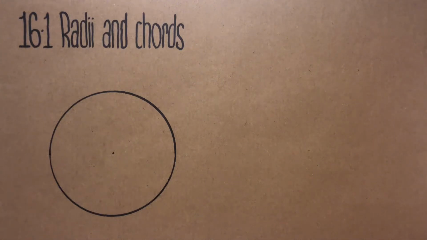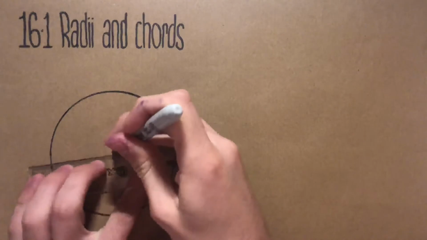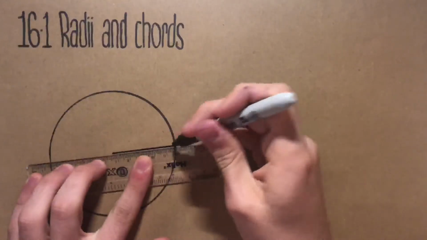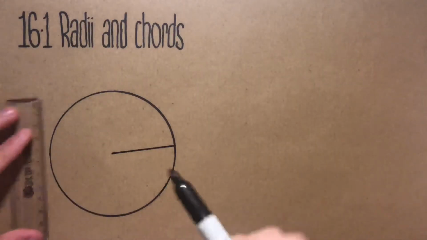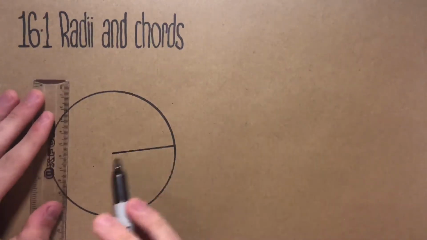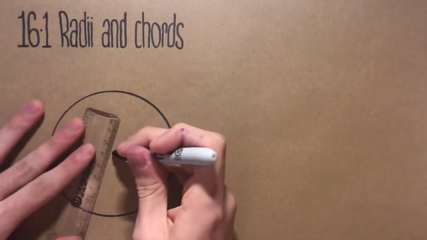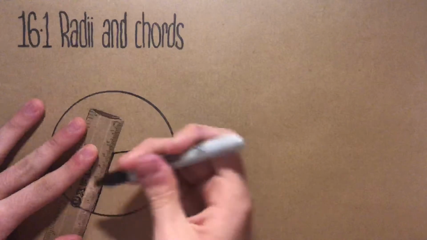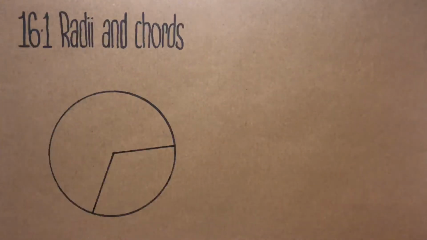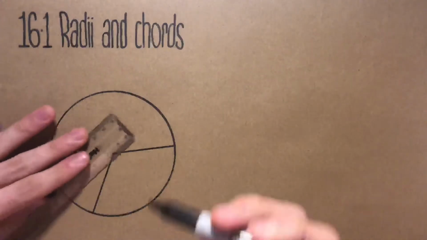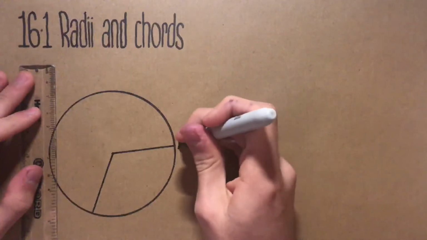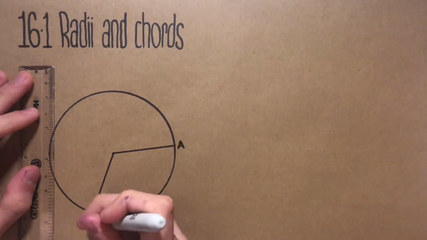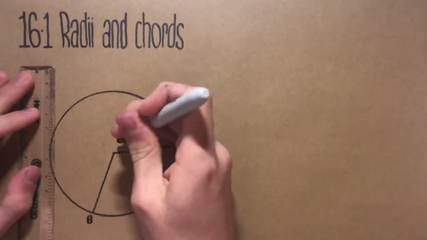This is radii and chords. So I'm going to start off by drawing a radius to this circle. A radius is simply a line drawn from the centre to the circumference. I can draw another line and another line, however many lines I'd like to draw, they'll all be the same length. Now, I'm going to call this here A, and this B, and the centre O.